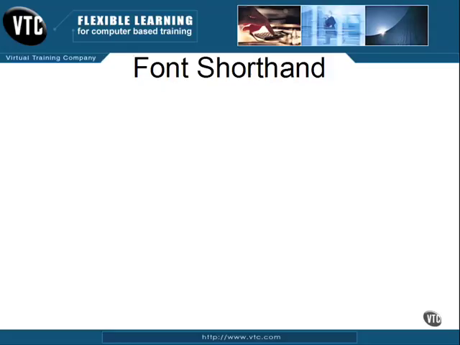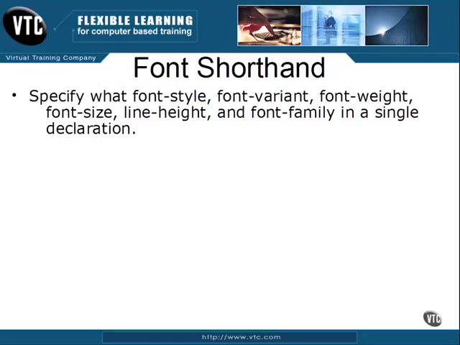This method is going to allow us to specify what font style, font variant, font weight, font size, line height, and font family we want, all in a single declaration for a rule. You may have noticed that text transform, decoration, and vertical alignment are not included in this shorthand. So if you need to set that up, you will have to use separate declarations within the same rule.